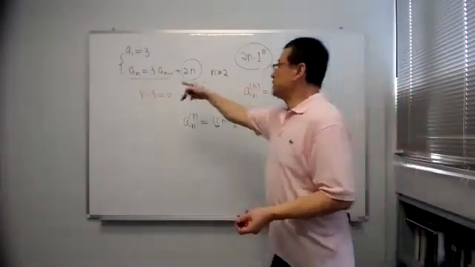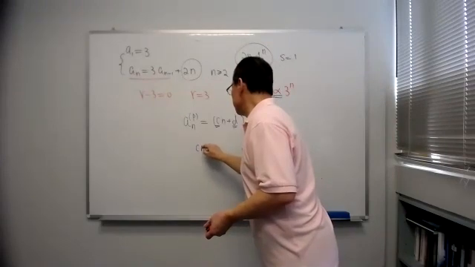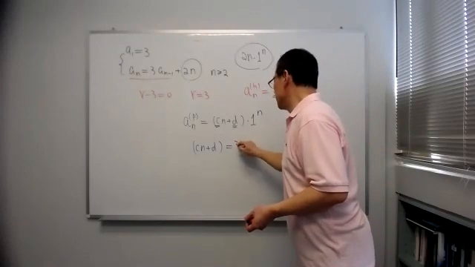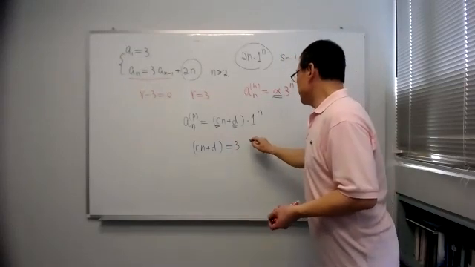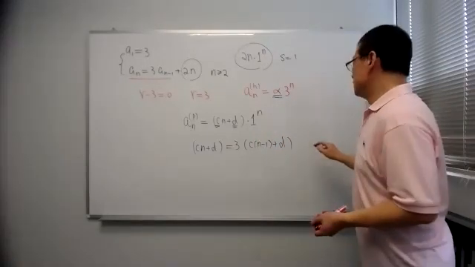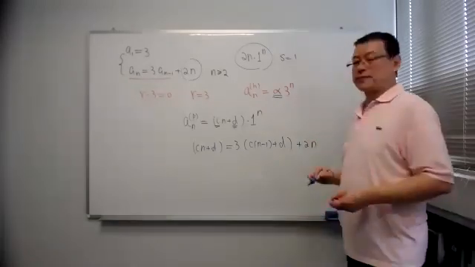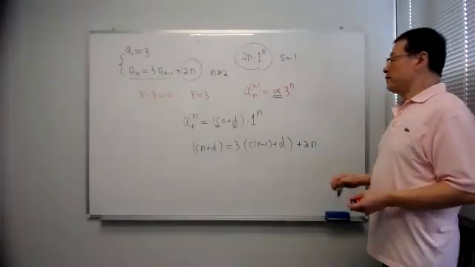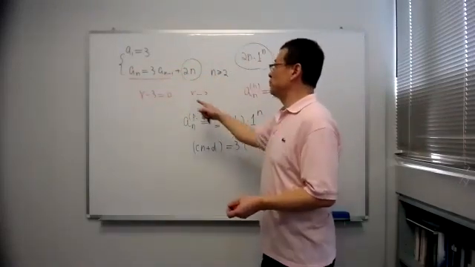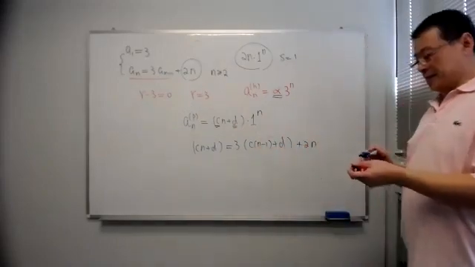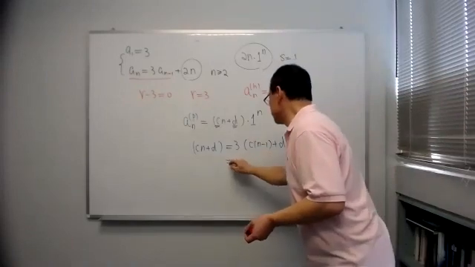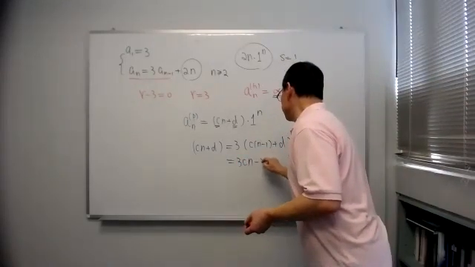Okay. So let's see. So in place of an, Cn plus D equals 3 times C(n-1) plus D, plus 2. Because this one is a solution for this one, so it certainly satisfies this equation. So we can replace an by this one. That's what we get. All right. Now this one, let's see. So it's 3Cn minus 3.